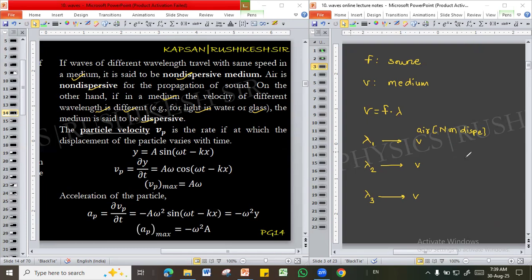No. There is a second type of medium also. Some other medium which offers speed equal to v1 if your wavelength is lambda 1. If your wavelength is lambda 2, it will offer speed equal to v2. If your wavelength is equal to lambda 3, speed will be v3. Such a medium which gives different values of speeds for different wavelengths of the wave is said to be dispersive.